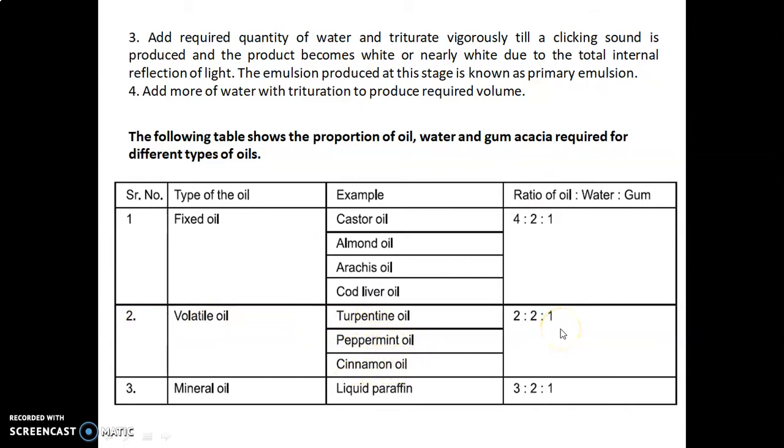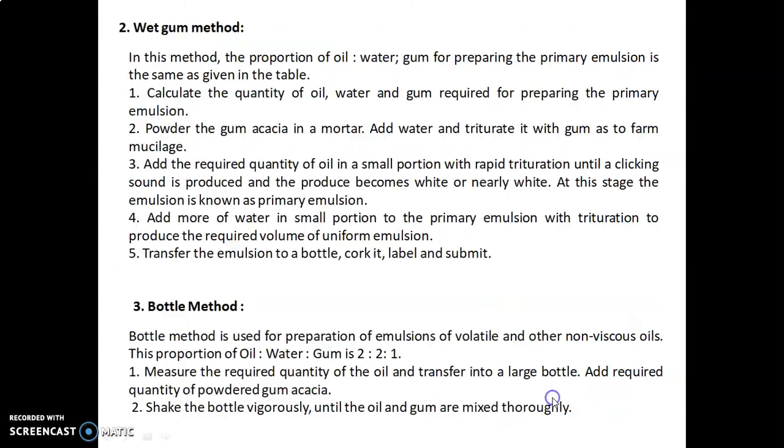Second, volatile oil, that are turpentine oil, peppermint oil, and cinnamon oil. The ratio of oil to water to gum is 2 to 2 to 1. Third, mineral oil, liquid paraffin, the ratio of oil to water to gum is 3 to 2 to 1. Then the second method of preparation of emulsion is the wet gum method.